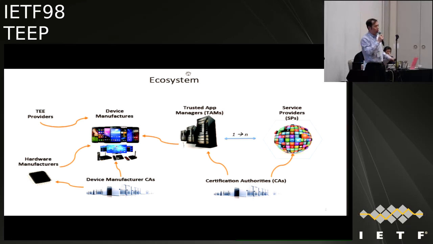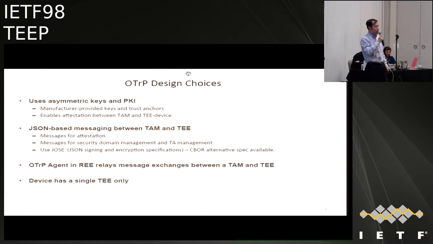So we want to establish mutual trust between the trusted devices and a service provider, going through a trusted application manager. A few quick high-level decisions were made during our design. The first one is that we will use PKI with asymmetric keys and certificates, instead of symmetric keys, so that you can remotely validate the device or remotely validate another party. That's one main choice.